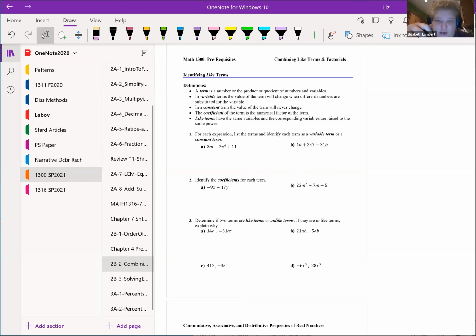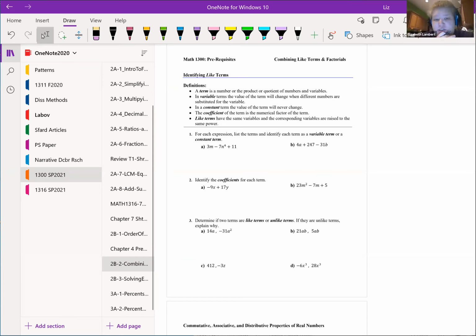In variable terms, the value of the term will change when different numbers are substituted for the variable. That's why it's called a variable, because it varies. So we don't know what x represents. Could be positive, negative, fraction, really huge, really tiny, square root of 3, and pi, anything.